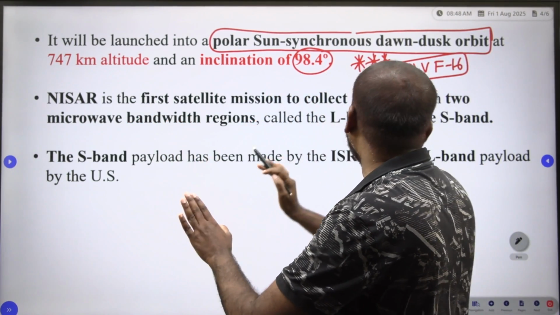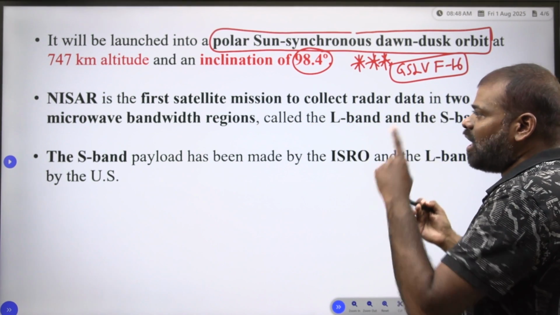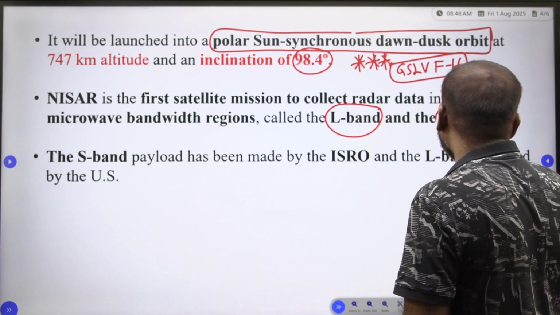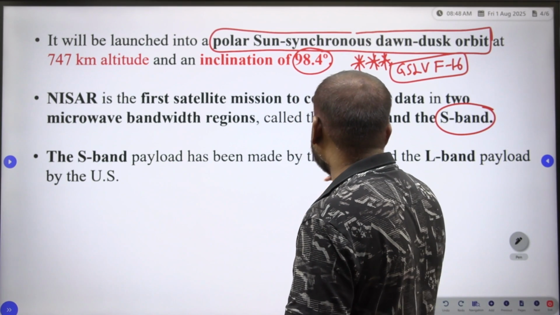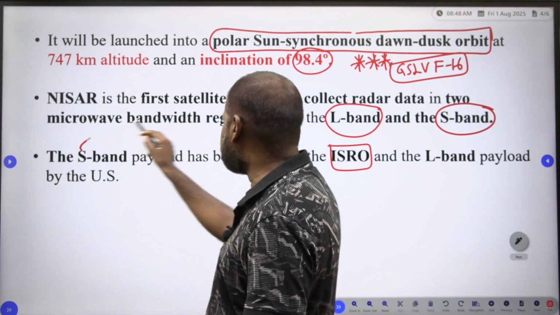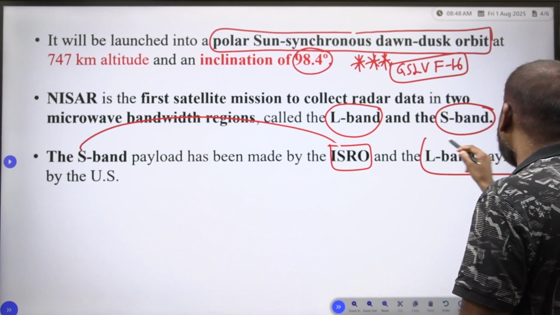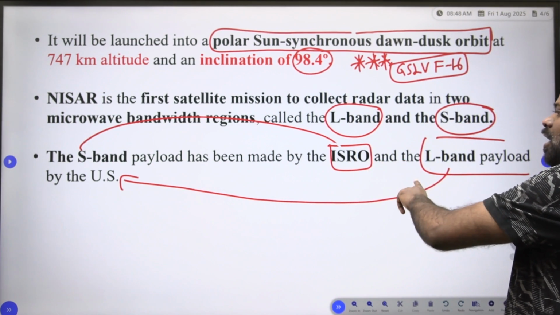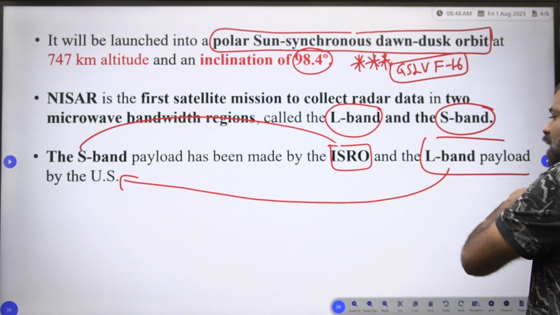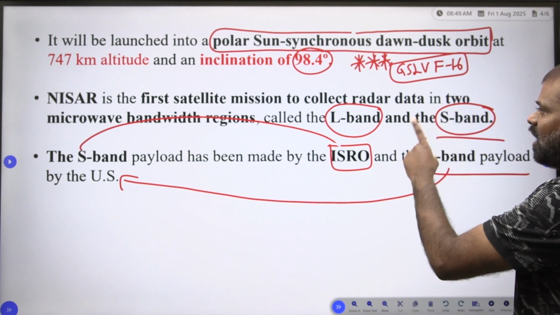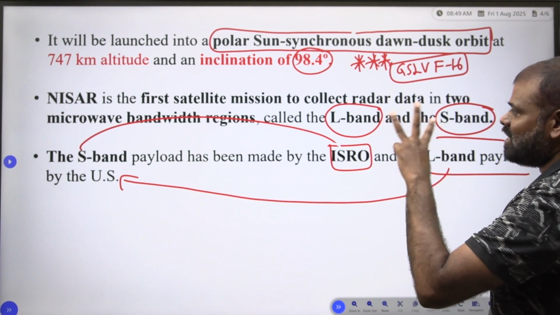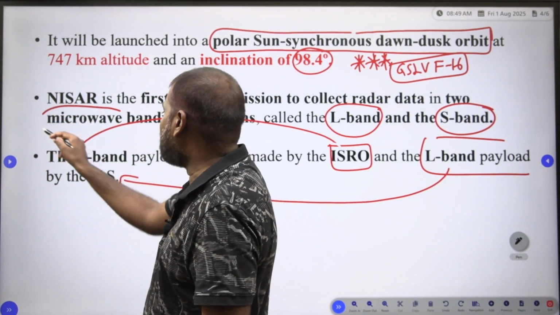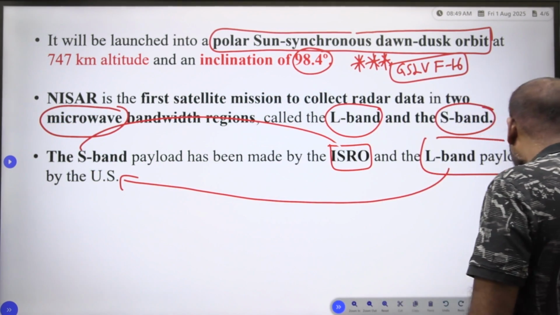NISAR is the first satellite mission to collect radar data in two microwave bandwidth regions called L band and S band. The S band payload has been made by ISRO. S for ISRO, you have to remember, and the L band payload by the US. This is very, very important. So, this satellite has two bandwidth regions: one is L band, another one is S band. These bandwidth regions are under the microwave region.